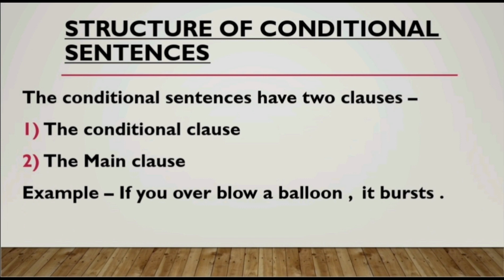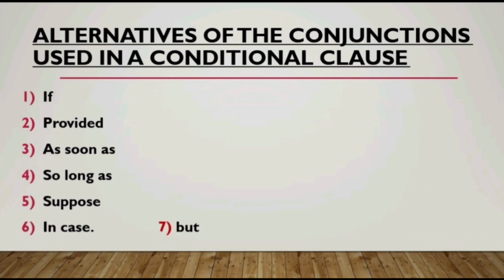So have a look at this example. If you blow a balloon, it bursts. So if something is likely to happen, what will happen? If you overblow a balloon, it bursts. So a balloon bursts when you overblow it, right? So that was all about the sentence structure of a conditional clause.